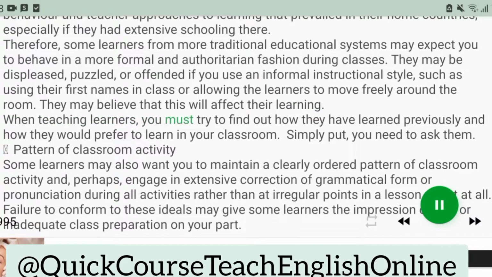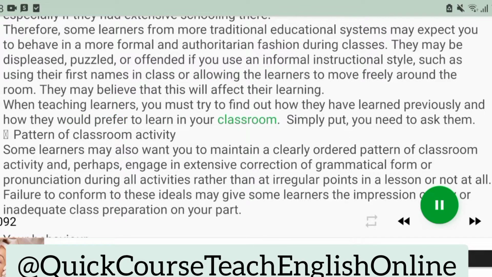When teaching learners, you must try to find out how they have learned previously and how they would prefer to learn in your classroom. Simply put, you need to ask them.